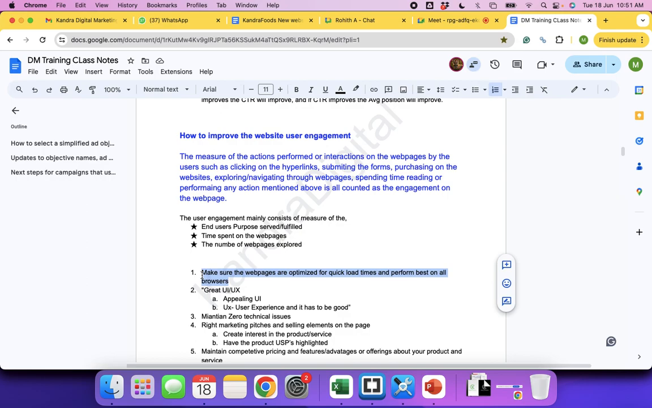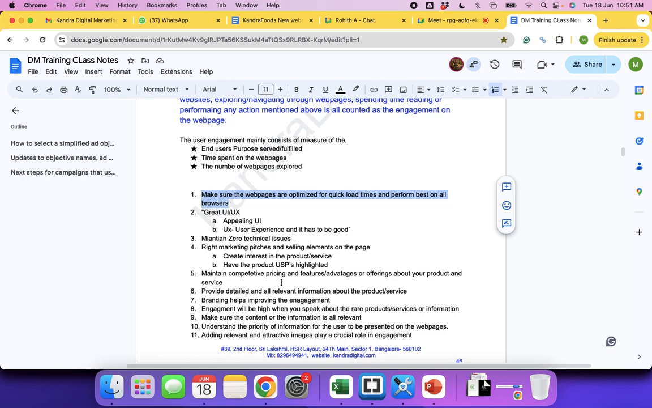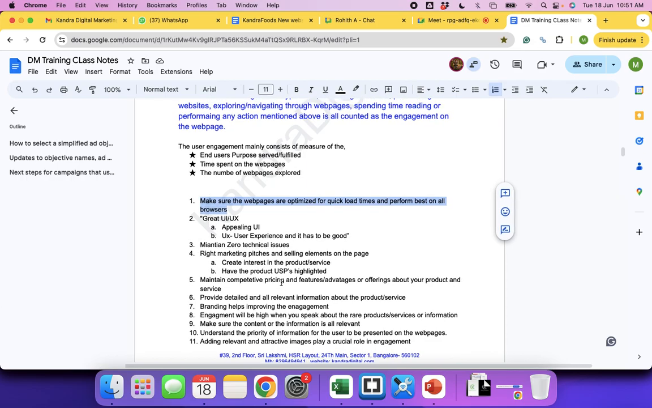So maintain competitive pricing and features or advantages or offerings about your product and service. Everybody is selling it at 1,000 rupees, and you are selling the same product, same brand, same everything at 3,000 rupees. In this scenario, you will have poor engagement. People will quit the web page because by seeing the price itself, they're not happy, not satisfied. It seems abnormally high as per the market standards or as per the competitors. Correct? And sometimes pricing could be the same everywhere, but what you offer along with it matters.